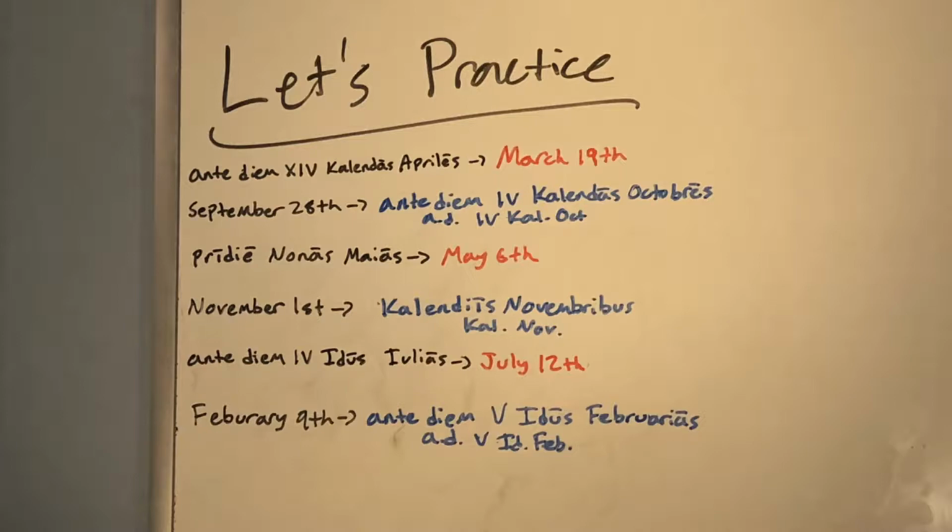The last date is February 9th. Here, the next fixed point will be the Ides. It's not anything irregular, so the Ides will be on the 13th. We start on the 9th, the 10th, the 11th, to the 12th, and then we're on the 13th, 5 days later. So this would be Ante Diem V Idus Februarias.